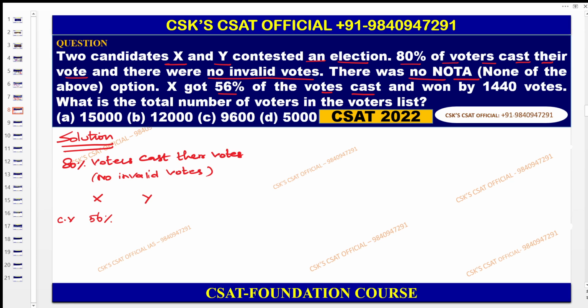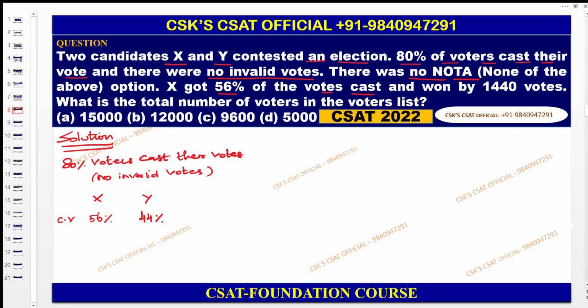What is 80 minus 56? Anybody who knows, you can say. Then I will tell you whether you need to take 80 or which one you need to take. 24% equal to 1440, sir. 44% for this one. No, sir, 24%, because 80 minus 56. No, that is what I'm expecting.